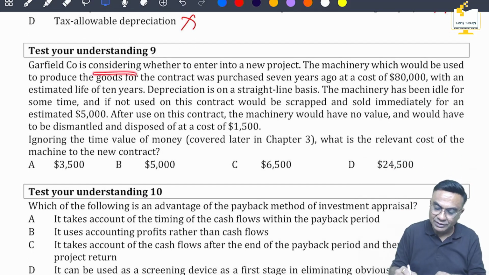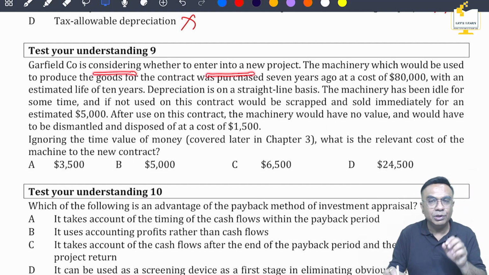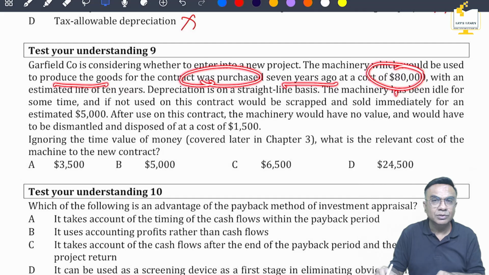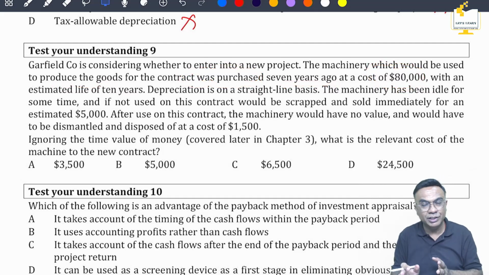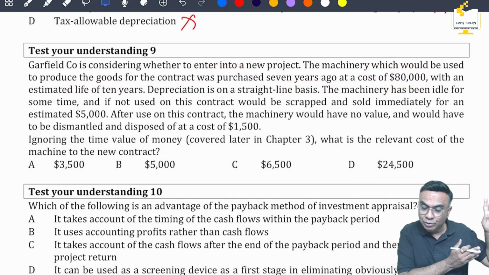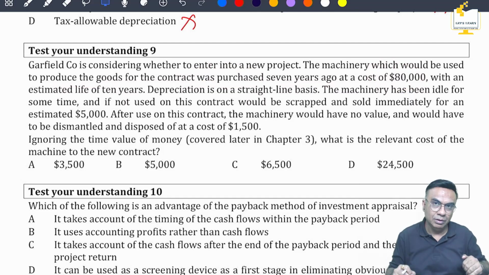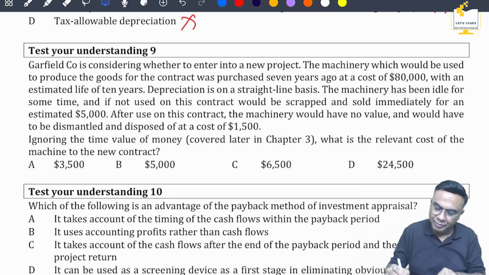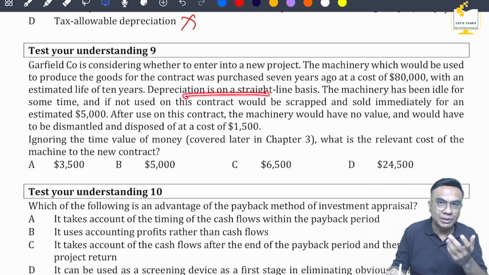Garfield company is considering whether to enter into a new project. The machine which would be used to produce the goods for a contract was purchased 7 years ago at $80,000. So this is a sunk cost. It was purchased 7 years ago. So not relevant now. Today we are not going to spend 80,000. What is the value of that machine today? That is important. Depreciation is on a straight line basis. Not interested because it is a non-cash item.